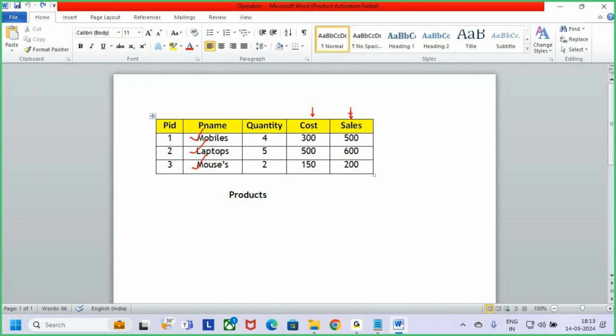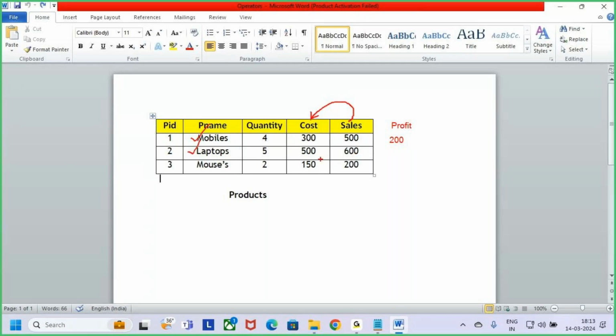Now to find out the profit, I want to subtract the cost column values from the sales column values. When I subtract them, I'm going to find out the profit. So by selling one mobile phone, what's the profit I'll get? If you see, what is the mobile phone selling price? 500. What's the cost price? 300. 500 minus 300, 200. So what is the profit the shopkeeper is getting by selling one mobile phone? 200 is the profit.